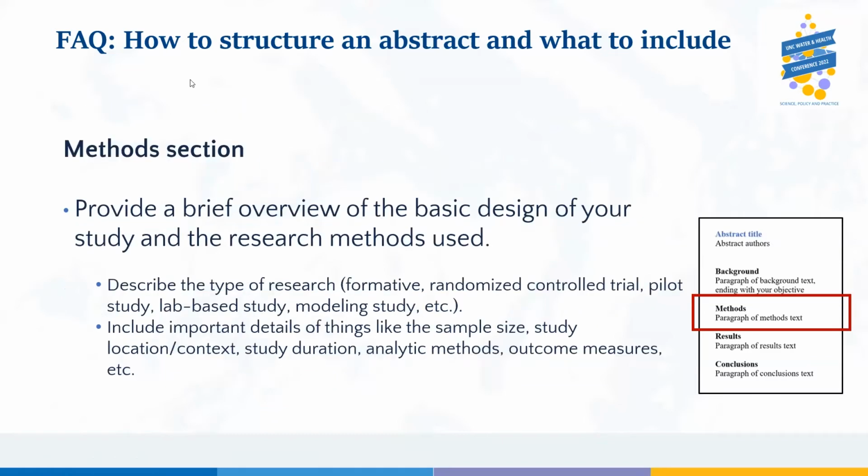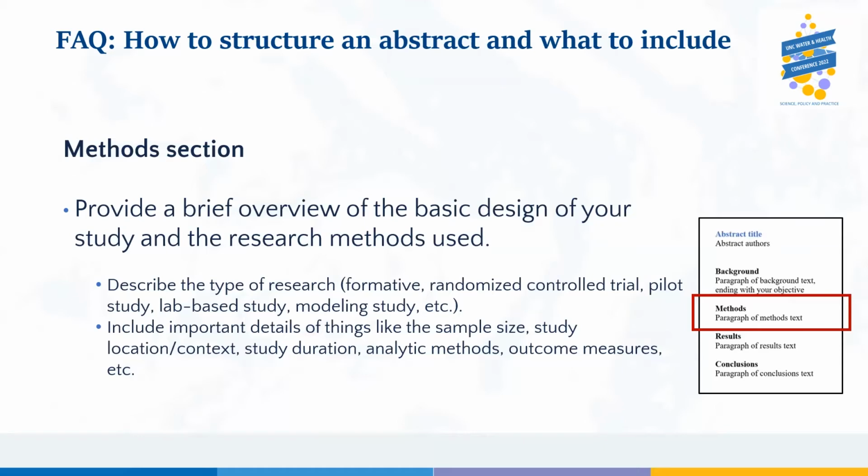And then for the methods section, which is the next section, that's really where you want to provide a brief overview of the basic design of your study and the research methods used, so that anyone reading your study knows essentially exactly what you did and can evaluate the quality of your research. So you should be describing the type of research that you did. Was it formative research? Was it a randomized controlled trial? Was it a modeling study?